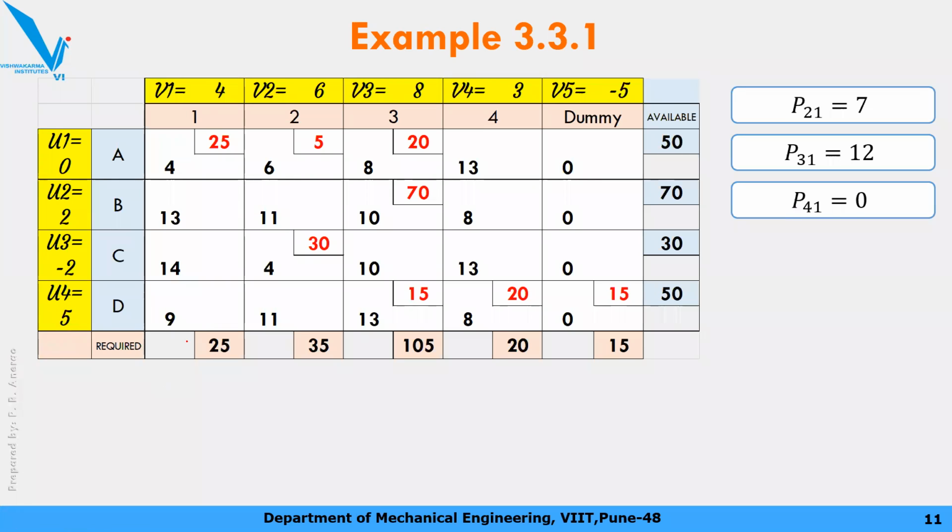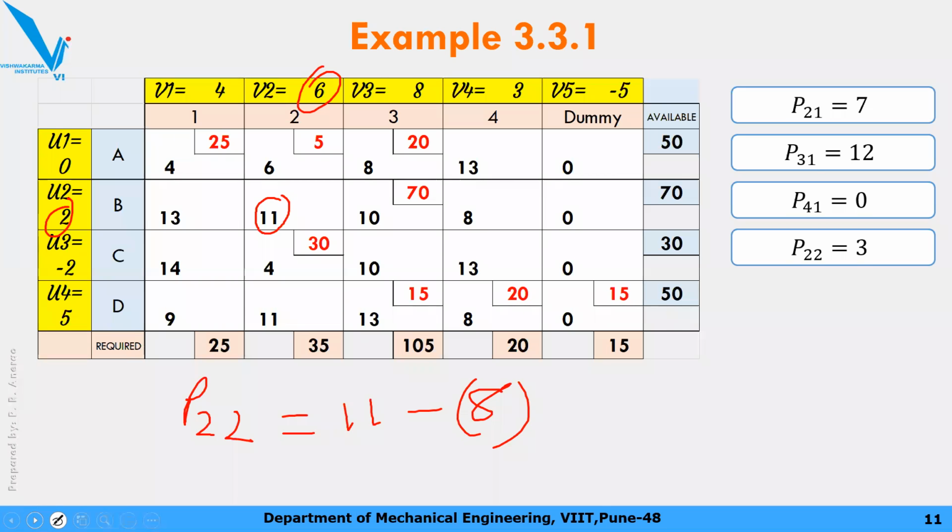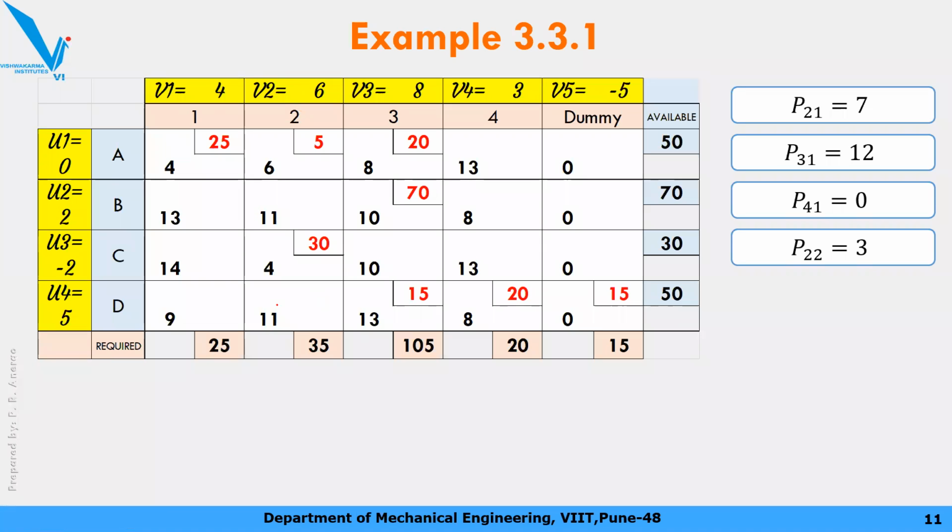Similarly, I'll calculate it for the next value here. So the penalty at row number 2, column number 2: 11 is the cost, and the summation of U and V is 2 plus 6, that is 8. So P22 is 3. I hope all of you are understanding this. If not, please let me know.